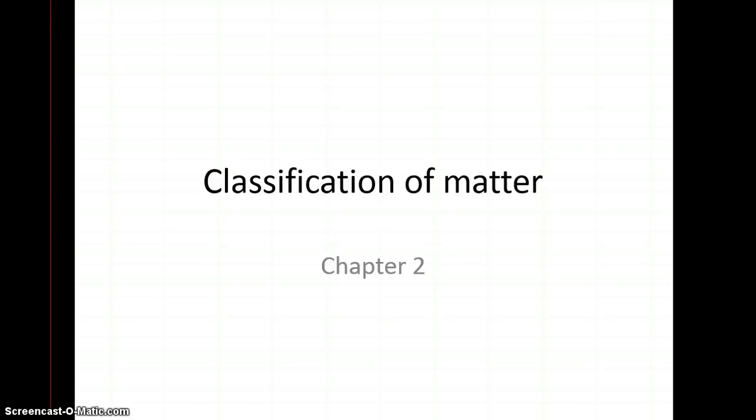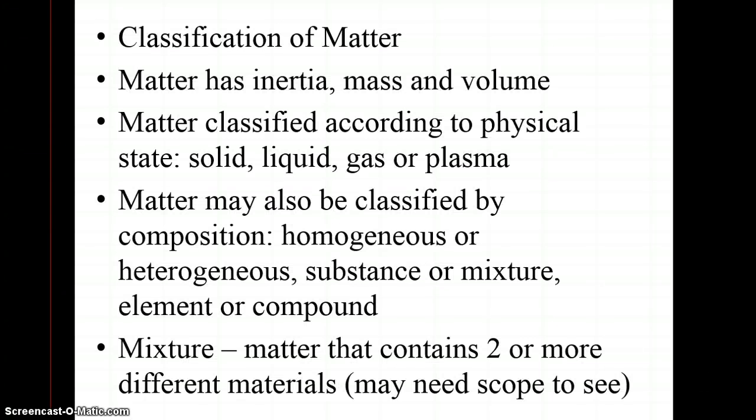Classification of matter, Chapter 2. Matter has inertia, mass, and volume. Mass, you should know what mass is. You should know what volume is, how much space something takes up. Mass is how much particles are in an object. Inertia is the ability to resist change or movement. We're going to talk more about inertia later on.